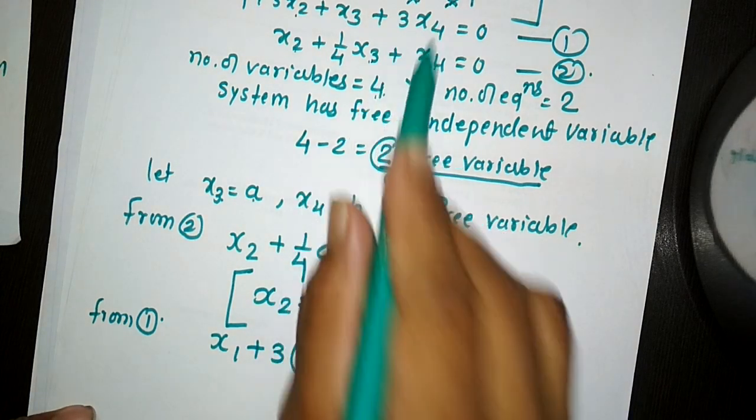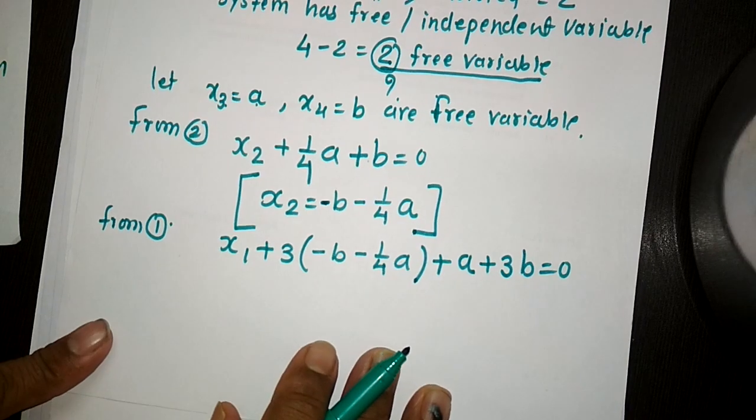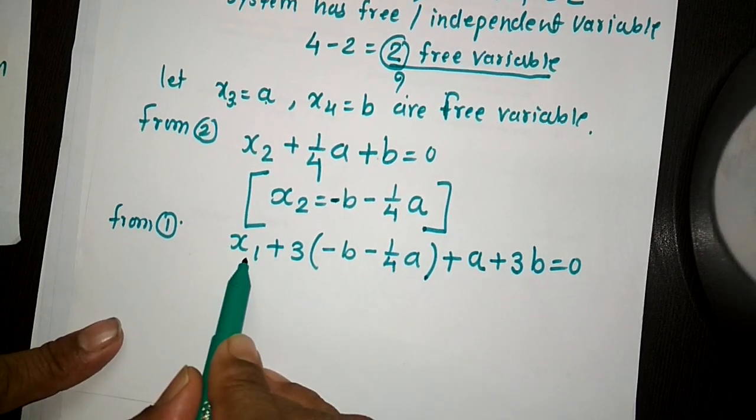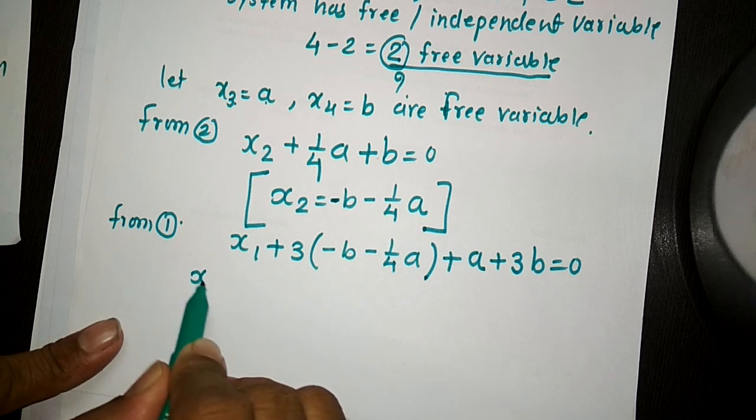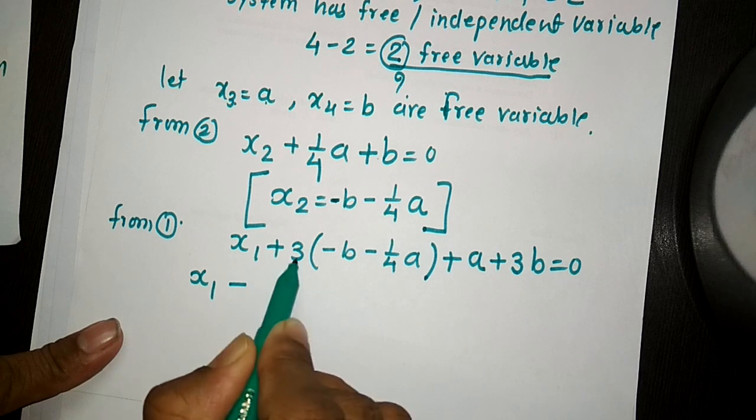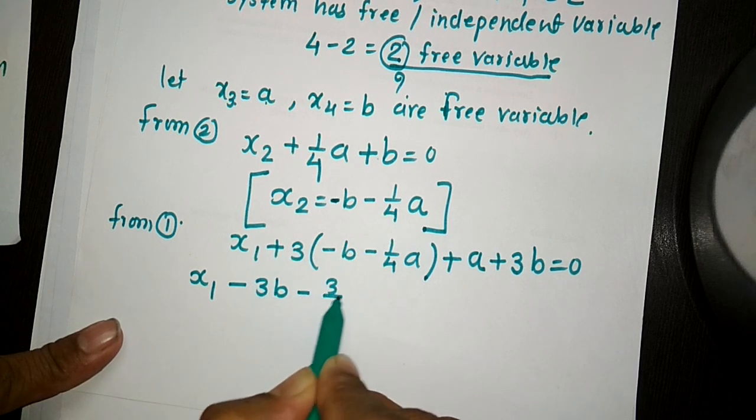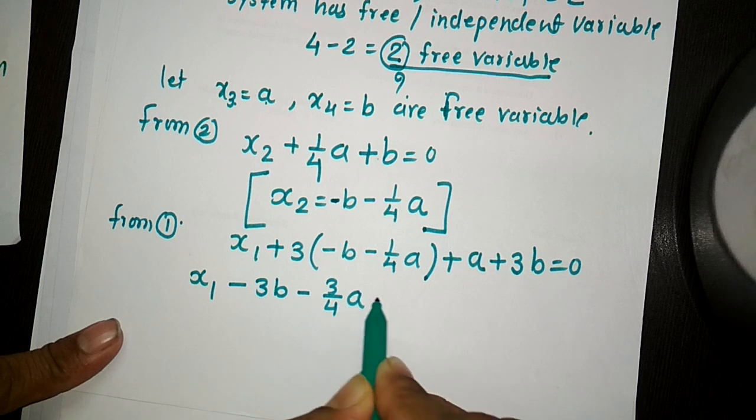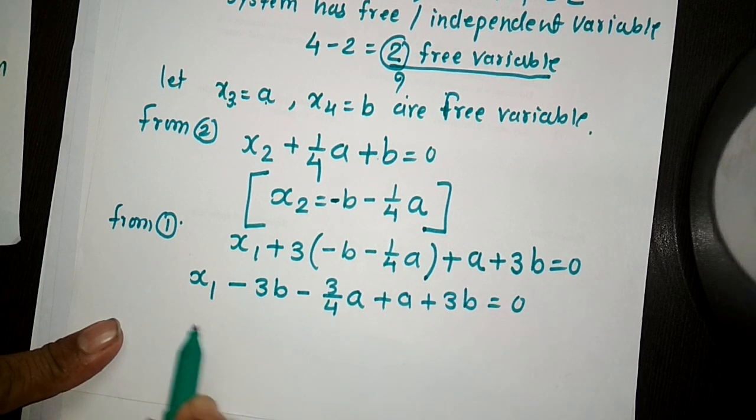Plus 3x4 is equal to 0. So we simplify and then find the value of x1: x1 minus 3b minus 3 by 4 a plus 3b equal to 0.